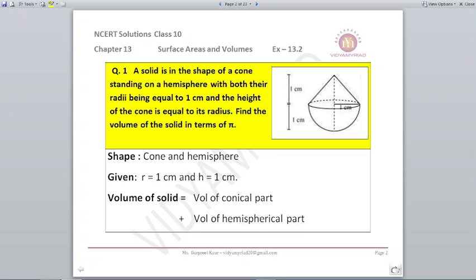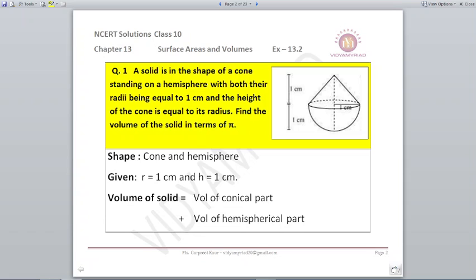A solid is in the shape of a cone standing on a hemisphere with both their radii being equal to 1 cm and height of the cone is equal to its radius. Find the volume of the solid in terms of pi. So we are given the shape in this question. We have a cone and a hemisphere. We are given the radius as 1 cm and height also as 1 cm.